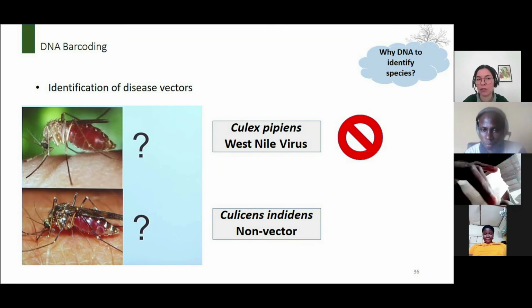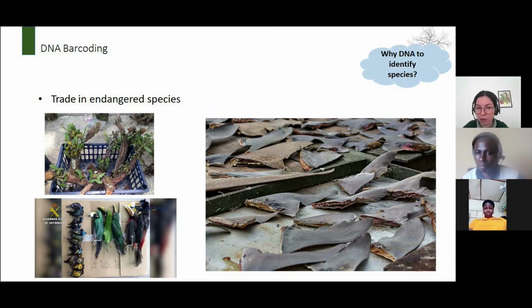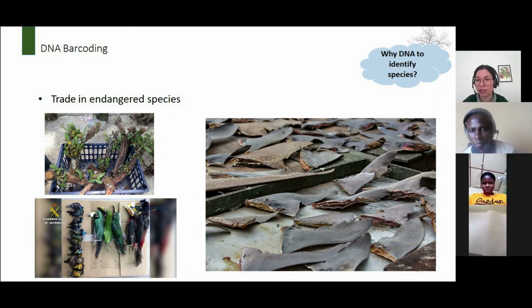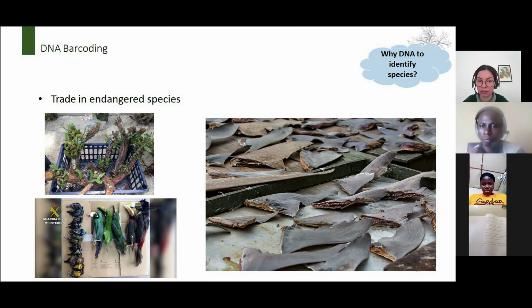Other aspects also include the identification of endangered species. So you can see here, for example, some birds and plants, and also the shark fin. Sometimes they are used in illegal trade, and the state of this material is already so bad that you cannot really identify which animals and plants they are. So you can use just a little bit of this to identify the species.